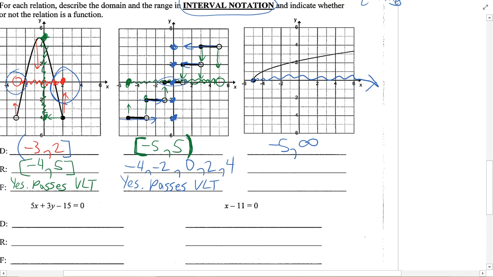Because you can never reach infinity, you must use a bracket that's rounded because we don't actually reach it. But I here have a closed dot, so I have to have a square bracket.